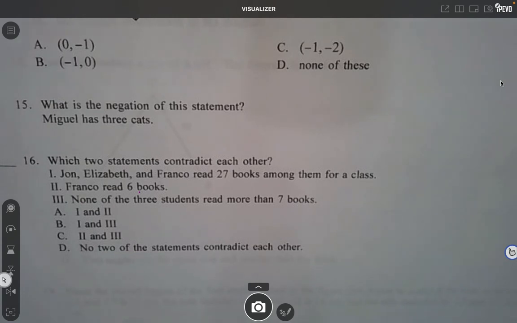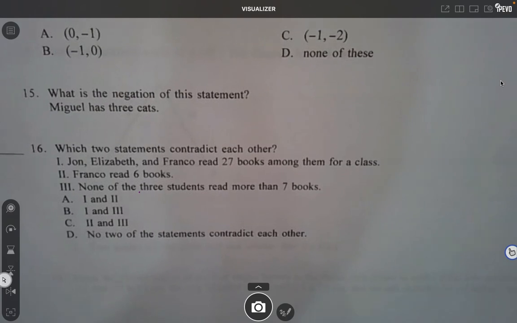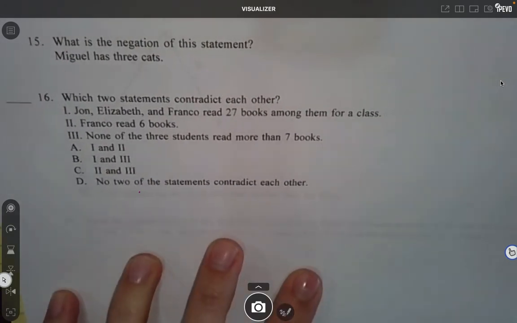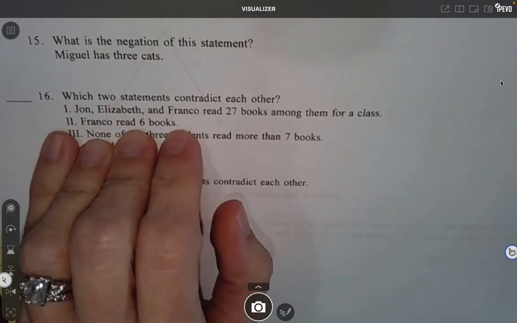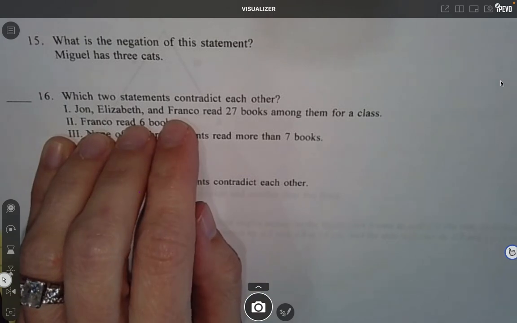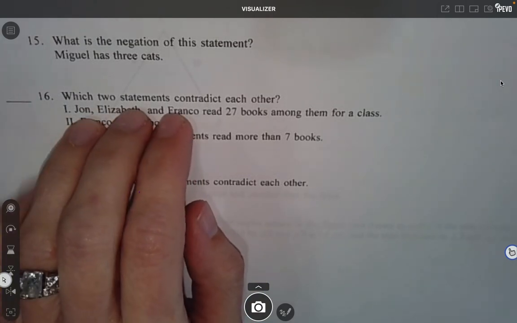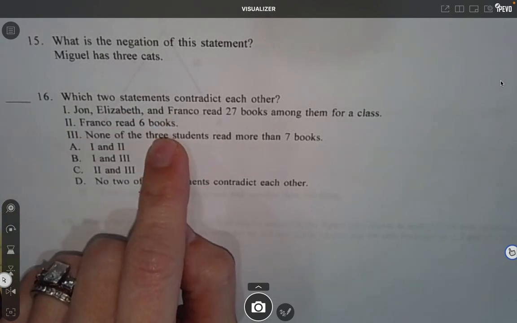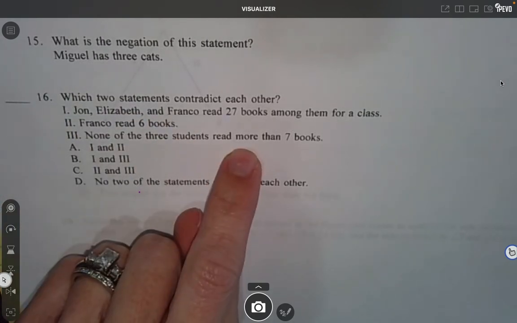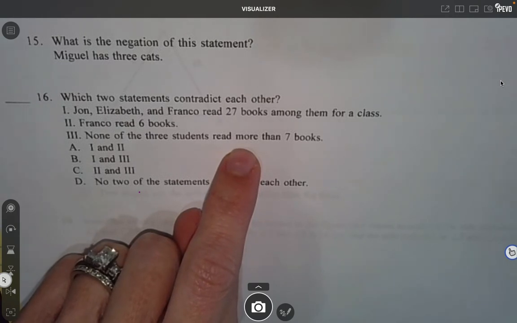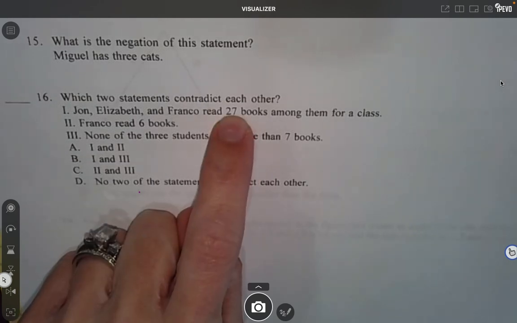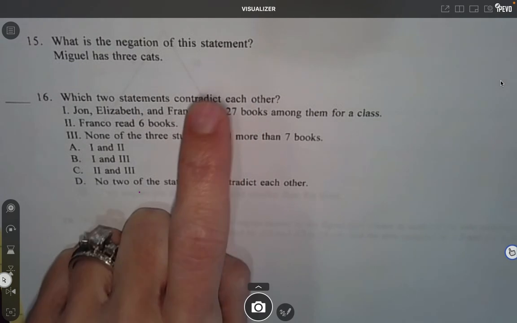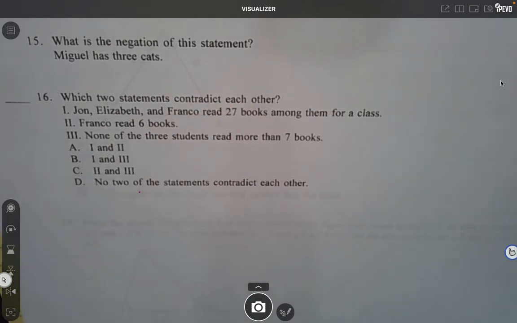Number 16. Which 2 statements contradict each other? All right, so it says that all 3 of them read 27 books. Franco read 6 books. Those things could happen at the same time. They could all read 27, and Franco could read 6. Now let me try numbers 1 and 3. If they all read 27, none of them read more than 7. If none of them read more than 7, what's 3 times 7? 21. So they would only read 21 books. Would they be able to read 27 if they only read up to 21? No. See how that contradicts? So it's 1 and 3, which is B. Is that what y'all are saying? 16 is B.